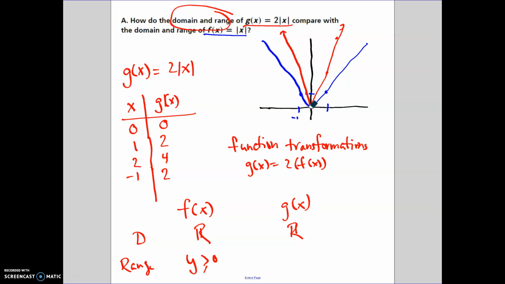I can look at my graph and see that as this continues, it will continue to go up. As this continues negative, it will continue to go up. So in fact, my range is also unchanged. As you look at the answer keys in Pearson, that is what they say. The range is unchanged, but you need to do both, list unchanged and just emphasize that that means that y is greater than or equal to 0.